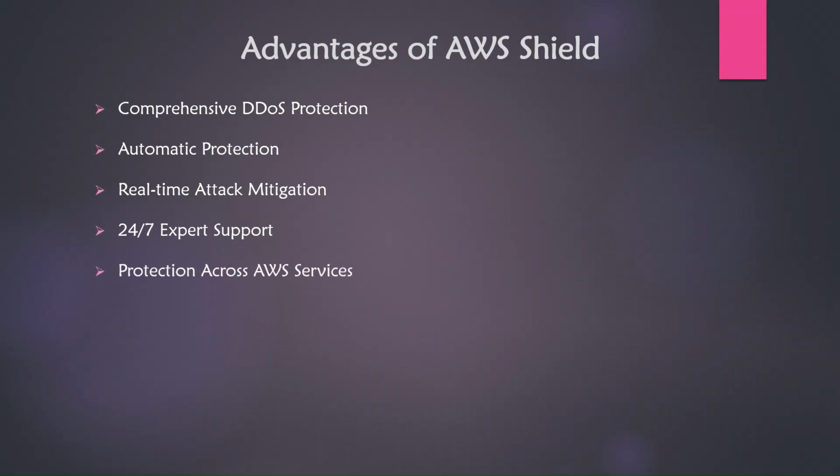It also integrated protection across AWS services like Load Balancer, CloudFront, Route 53, and Elastic IP addresses, ensuring that your entire AWS infrastructure is secured from DDoS threats. Layered security with AWS WAF. Integration with AWS WAF in Shield Advanced offers additional protection for the application layer, enabling businesses to define custom rules to block malicious traffic and prevent specific types of attacks targeted at web applications.